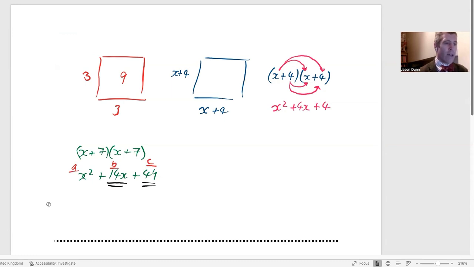Okay? So when we have a square, to get from the b to the c, we halve it, and then we square it. It's a bit hard to write, but you get the idea. Okay, so in this case, look, we took 14. If we halve it, we get 7. And if we square it, we get 49. That's the pattern. So squares will always have this relationship.